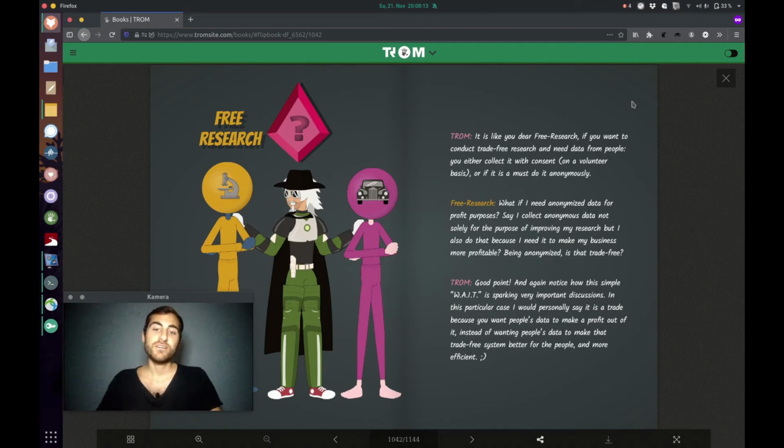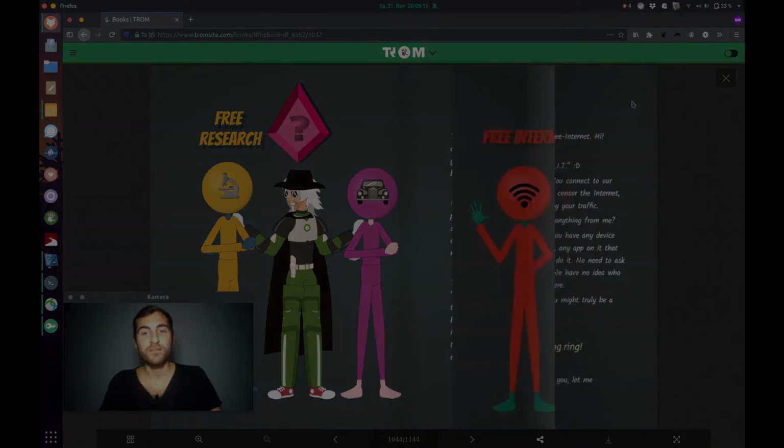And again, notice how the simple question, what am I trading, is sparking very important discussions. In this particular case, I would personally say it is a trade because you want people's data to make a profit out of it, instead of wanting people's data to make that trade-free system better for the people and more efficient. So you see, it depends on how it's being used. So if you use it for your own profit purposes or for profit purposes of a company, then I would also consider this as a trade. But if you use it to make something better or more stable, more efficient, more sustainable, and it's not for profit purposes, then I would also not call this a trade.